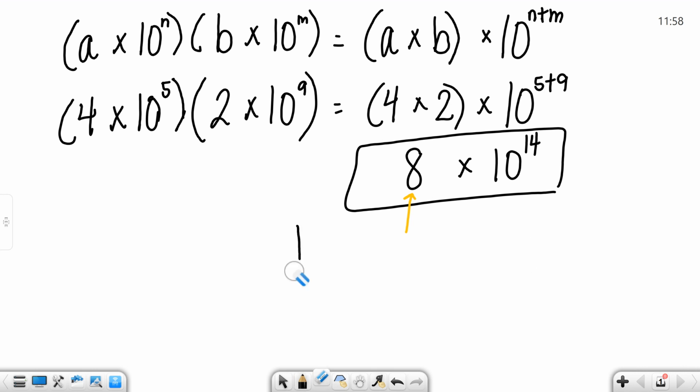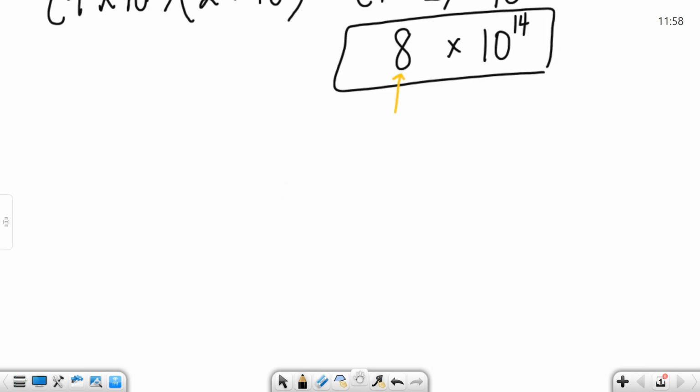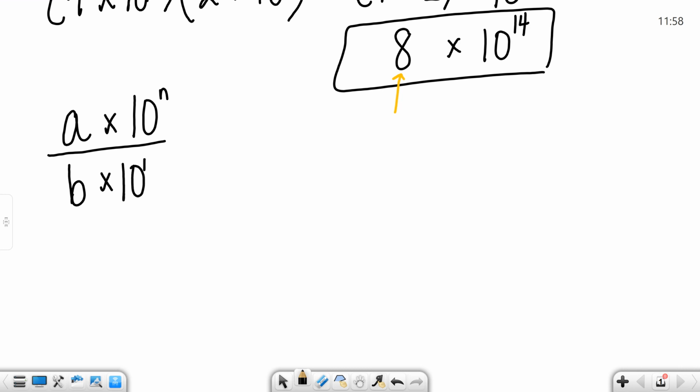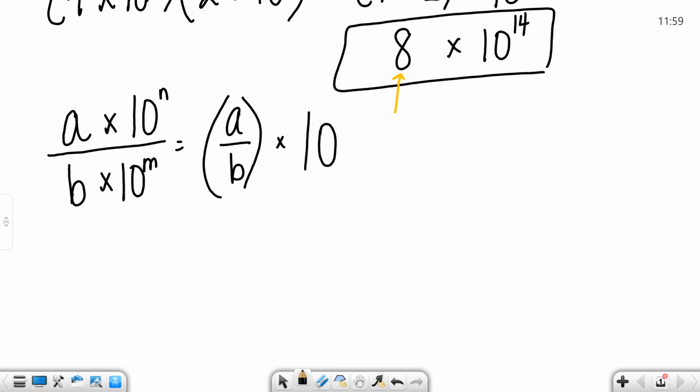So there's an example of multiplying. Let's do another one. Okay, now we are going to divide. All right, so for dividing two scientific notation numbers, you would start by dividing just the a divided by b, and then you would multiply by 10 to the, and this time we subtract the exponents since we are dividing. So let's do an example of what that would look like.